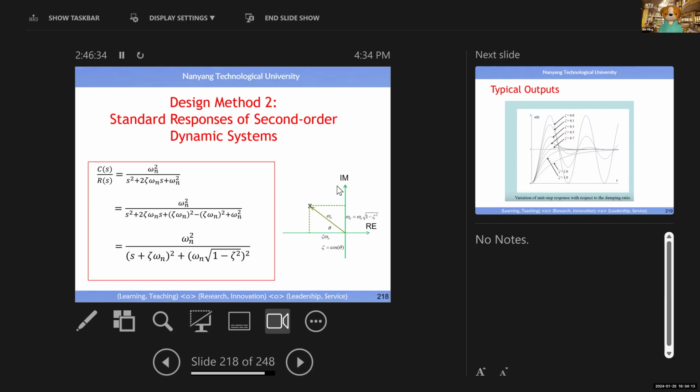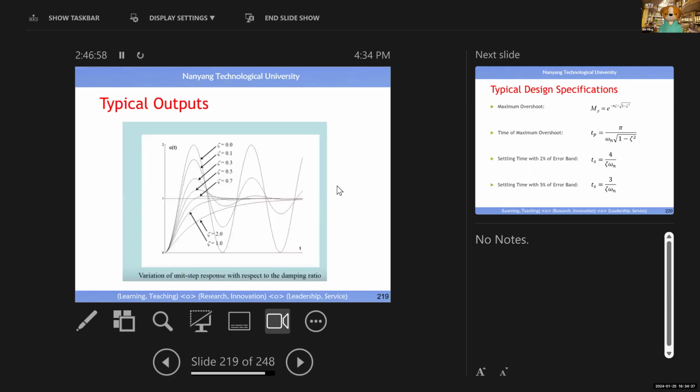Omega n basically is the root of the denominator. It is here. Distance from origin to the root is omega n, right? And the angle theta, you compute cosine theta, zeta is equal to cosine theta, right? What should be the best value for zeta? Answer is when theta equal to 45 degrees, then this equals 0.7, right? Okay, best value for zeta is 0.7.